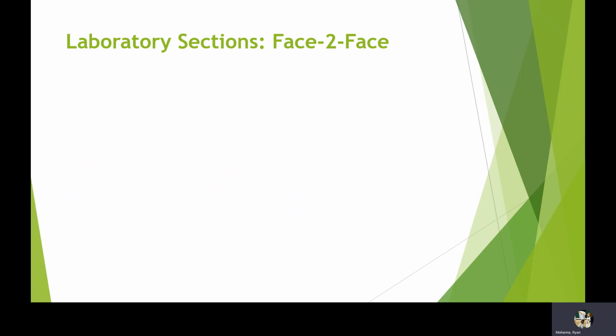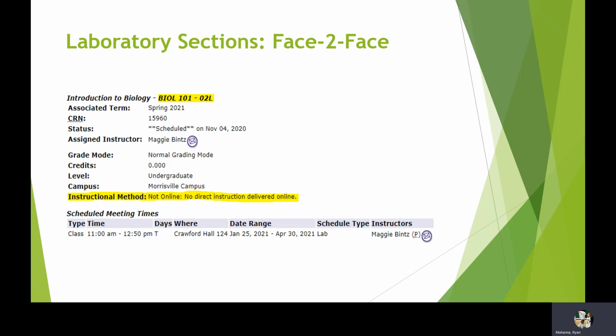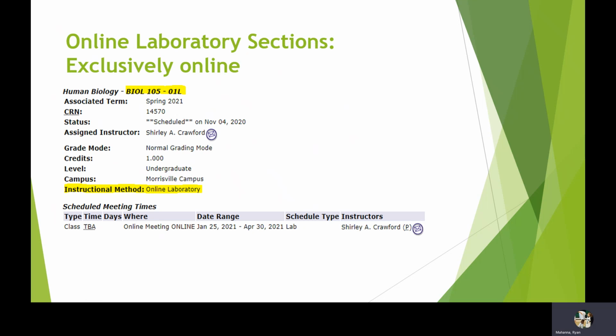And then labs face-to-face, we talked about briefly. Just to point out, this is a lab, it's an 02L, and it's face-to-face. You can see the time, the date. And then this one is exclusively online. I used the example from before. You can see what I highlighted here, online lab. So if you're looking for a lab section and you want it to be virtual, you're going to want to look on Schedulizer as well as the course listings link.